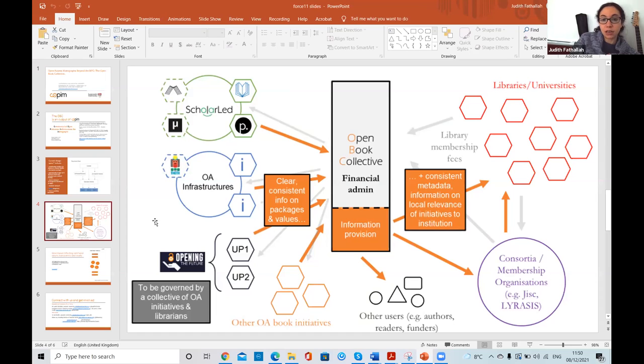So on this slide here, you can see a bit more of a detailed model as to how the platform will work. Scholar-led is the consortium of open access publishers which are piloting the scheme. Those are some of their logos. They are now expanding and taking on new members, and some of our more recent members include African Minds and MediaStudies.press. Punctum Books and Mattering Press and Open Book Publishers are amongst the founding members of Scholar-led. So, as you can see there, the publishers and infrastructure providers input clear and consistent information on their packages and values into the OBC platform. Libraries input their membership fees, consistent metadata and information on local relevance of initiatives comes out, and it goes to consortia membership organizations such as GIST and Lyrasis.